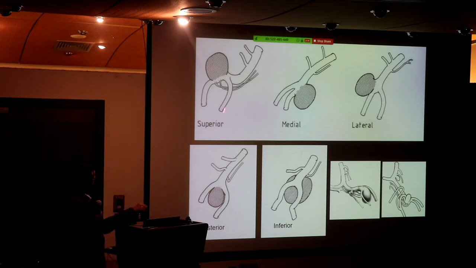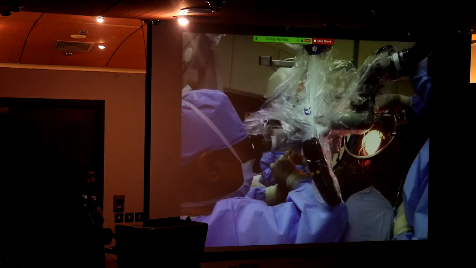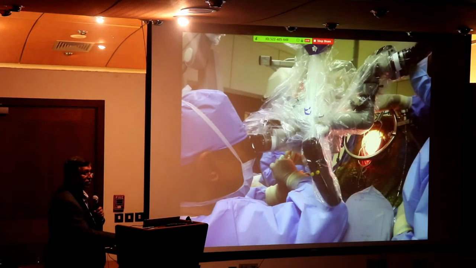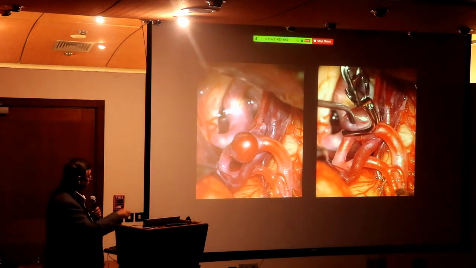The aneurysm could be pointing superior, medial, lateral, posterior, or inferior, or it could be complicated like this. When you clip it or do interventional radiology, you don't want to clip these branches, you want to preserve them. So this is the difficulty in treating aneurysms. It's a microscopic surgery, can never be done with the naked eye.